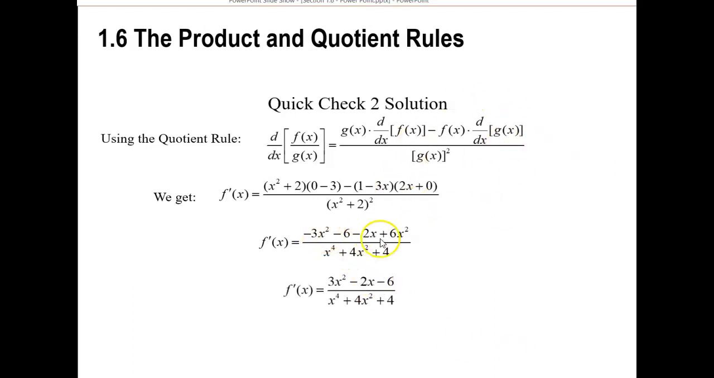And then they further cleaned up like terms on the top. So negative 3x squared plus 6x squared is positive 3x squared minus the 2x minus 6 over the x to the 4th plus 4x squared plus 4. And you could have left the bottom as x squared plus 2 quantity squared. That would have been fine.